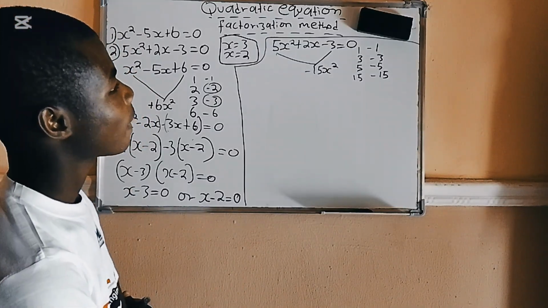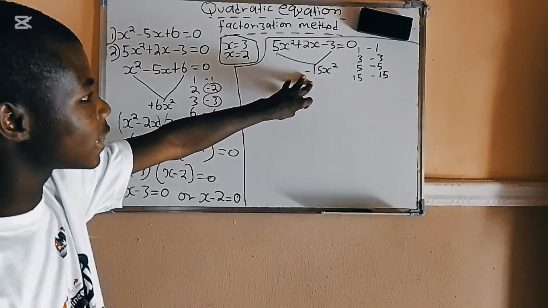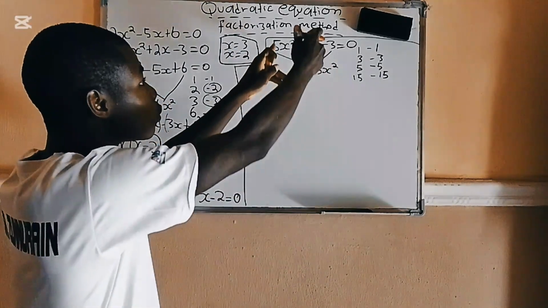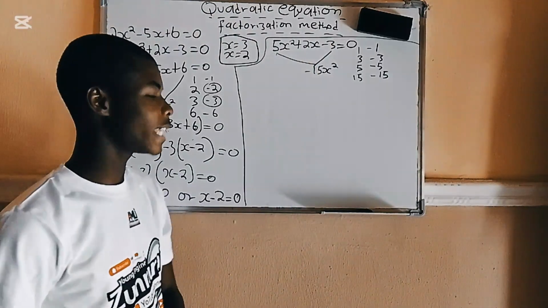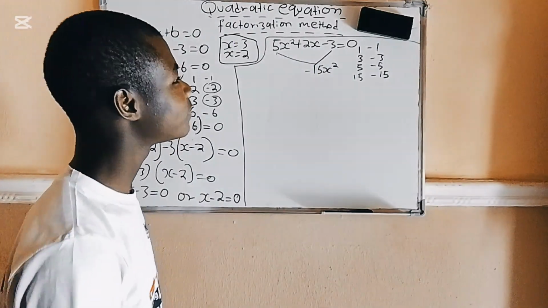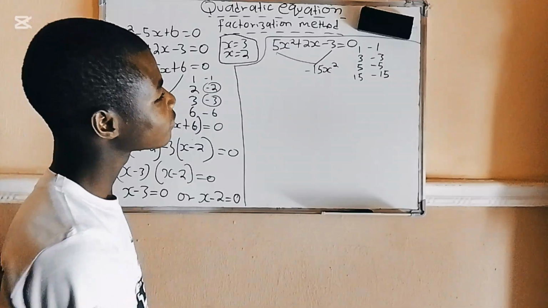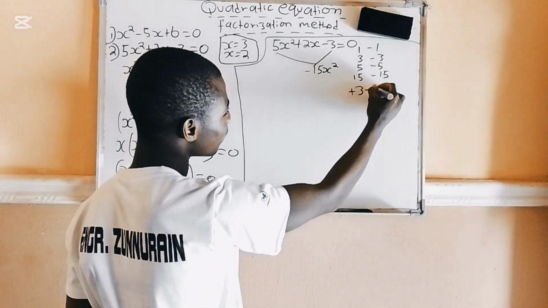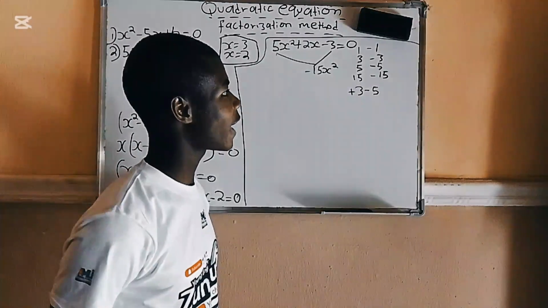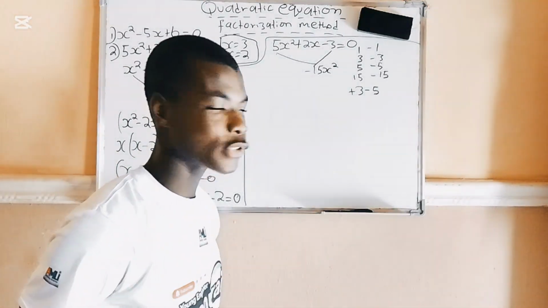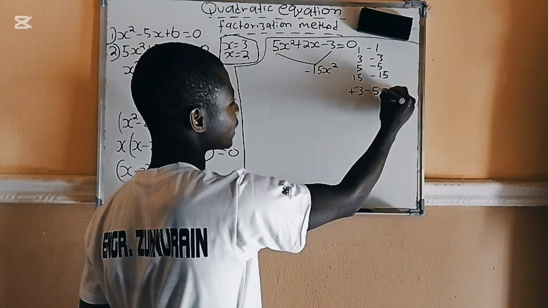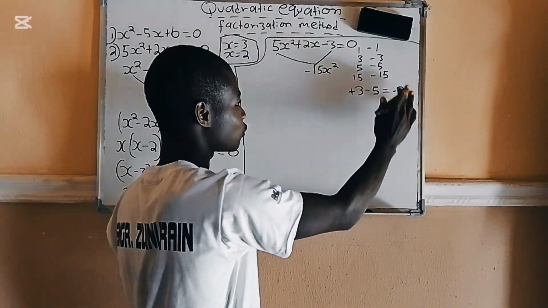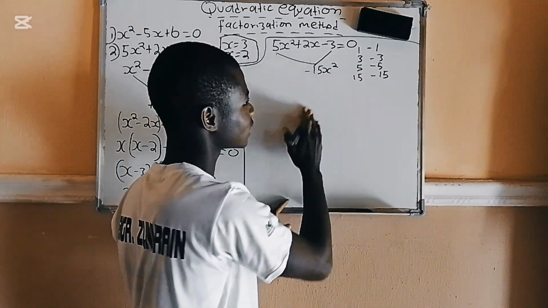So what's the next thing to do? I have to look for a number that if I add, it will give me positive 2. And if I multiply them, I will get minus 15x squared. So what I'm going to do, if I say positive 3 minus 5, what am I going to get? At the end, I will get minus 2. And I have to get positive 2, so this is wrong.